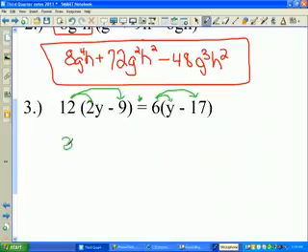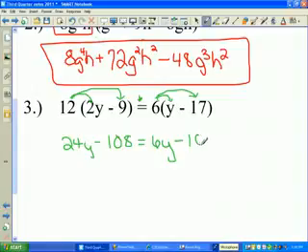So 12 times 2y gives me 24y minus 108, because it's 12 times 9, equals 6y minus 102. Okay? So now we're solving for our variable.